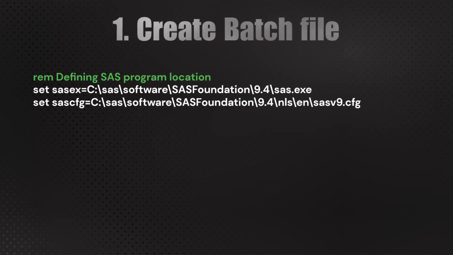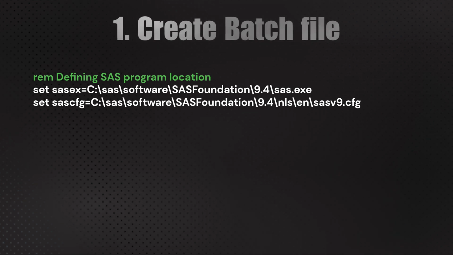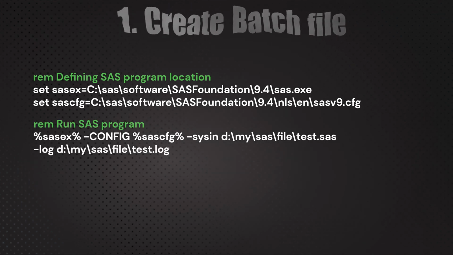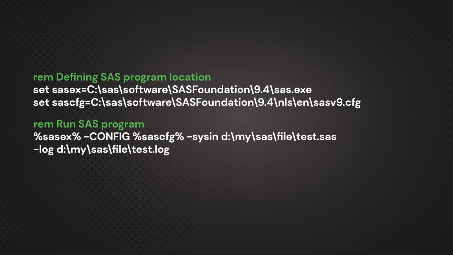First, create a batch file. This batch file contains two parts. One is defining the program location and then run the program. Save this file with extension .bat.